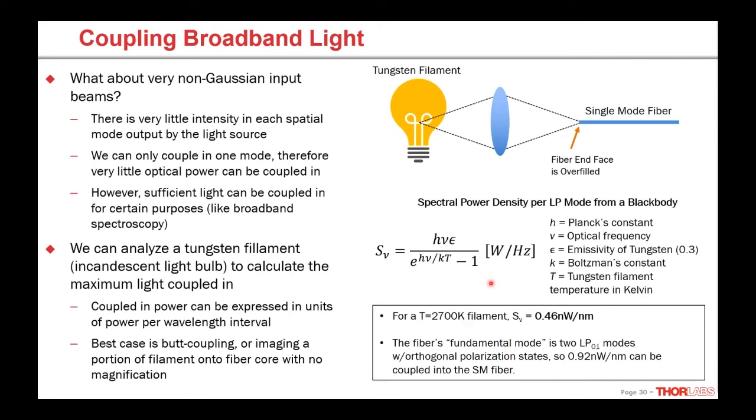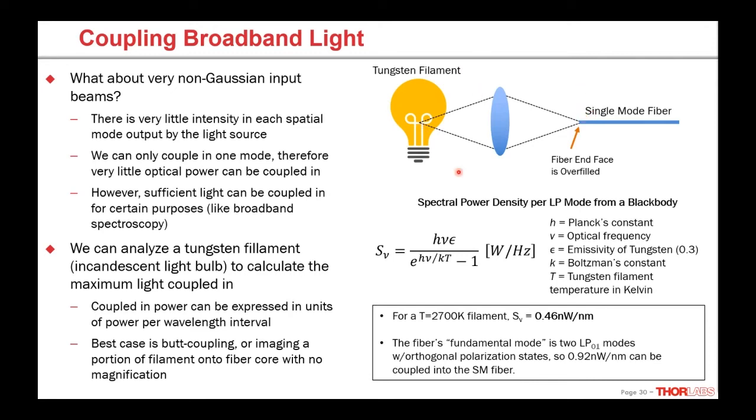This is assuming the fiber is basically touching the filament. So we'd call that butt coupling, which isn't practical with a hot filament. So any kind of coupling optics are going to decrease this number. The best we can really do is a 1-to-1 imaging of that filament onto the fiber core.